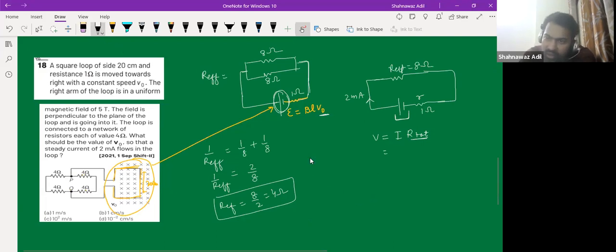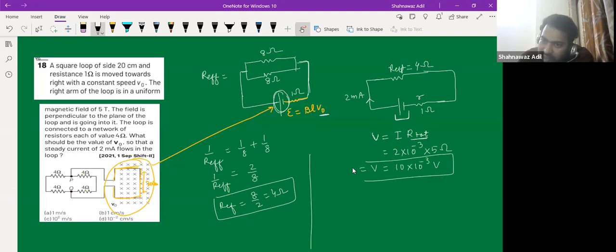And then you have to calculate the voltage that is applied in this circuit. So current is how much? 2 milliampere. This is 2 into 10 to the power minus 3. R total: this is 4 ohm, right? R effective is 4 ohm. So this 4 ohm plus this 1 ohm, so 5. So this would be how much? 10 into 10 to the power minus 3. So this is the voltage which is the EMF that is supplied.